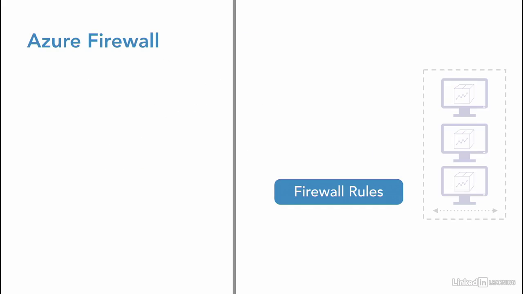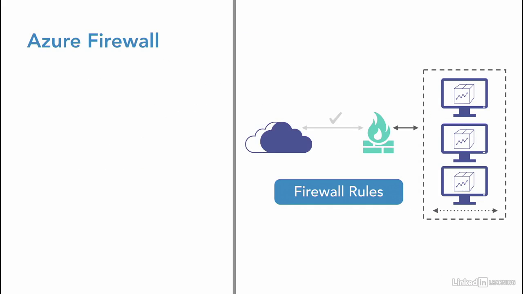The next service that we can implement is an Azure firewall. Now, this is a stateful firewall, which means it monitors the state of active connections to determine if a packet is allowed to pass the firewall. It is more secure than stateless firewalls.